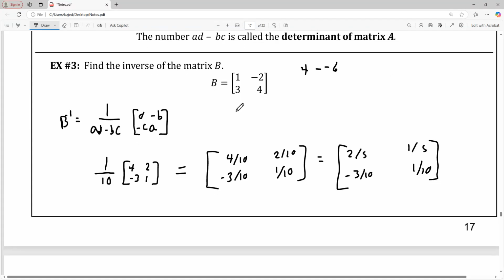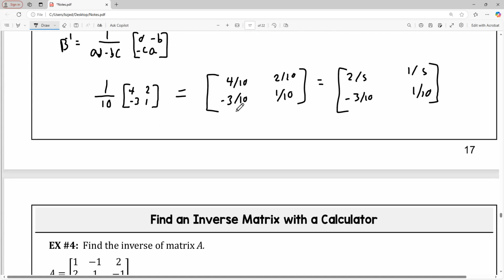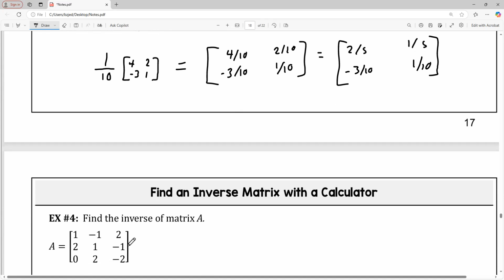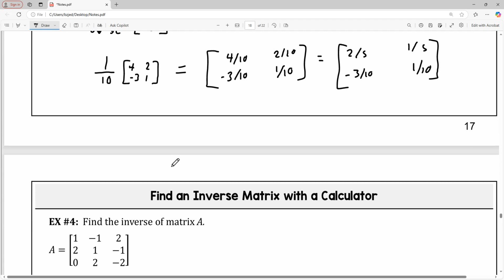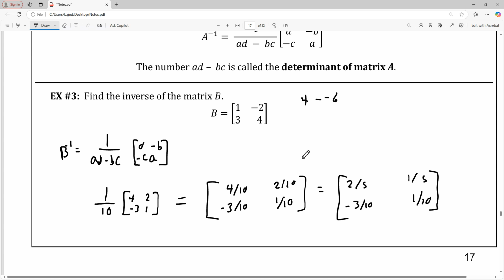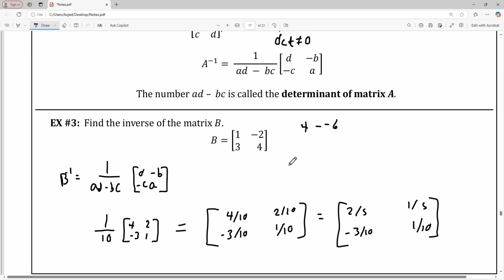In class, we're going to talk about how to do this in a calculator, because wouldn't it be nice if I gave you something like this and you didn't want to do it by hand, that we could do it in a calculator? So we're going to do that in class on that day. But if you have any questions, please let me know.